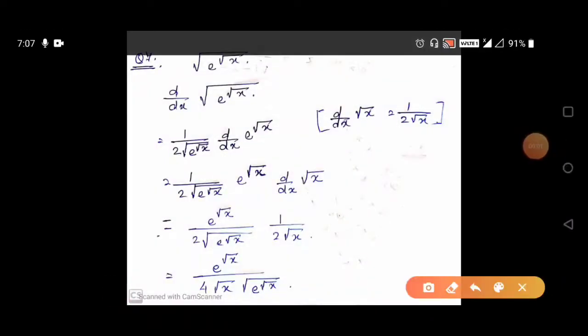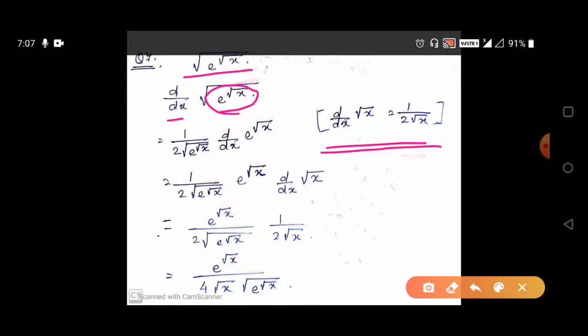Question number 7, here it is given root over e to the power root over x. So here we have to differentiate this with respect to x. d/dx of root over e to the power root over x. First of all we will consider e to the power root over x as x. The formula of d/dx of root over x is 1 by 2 root over x. So here we will write 1 by 2 root over e to the power root over x.